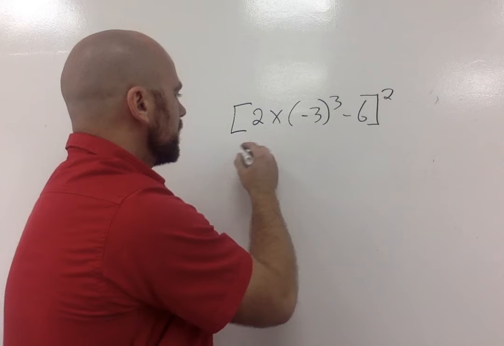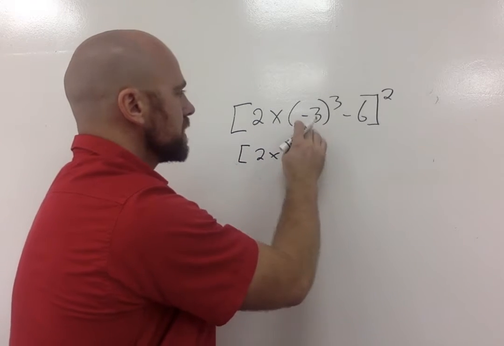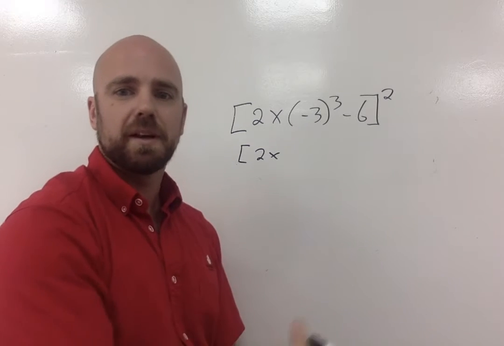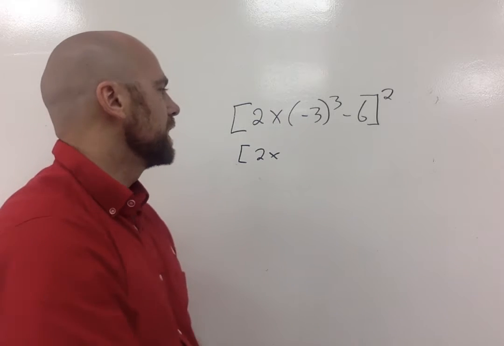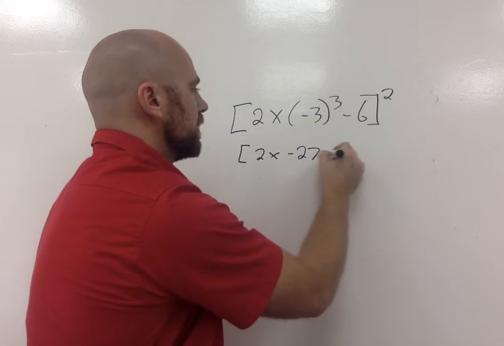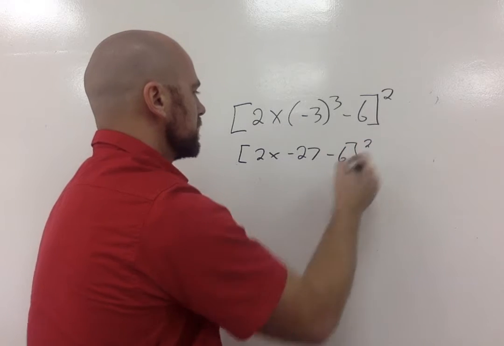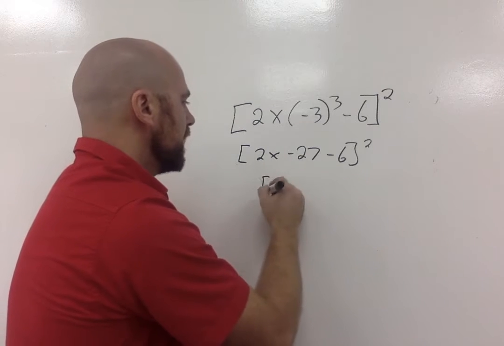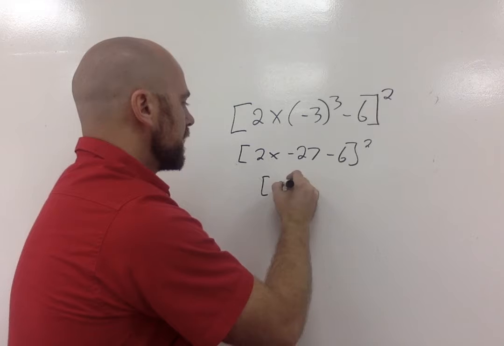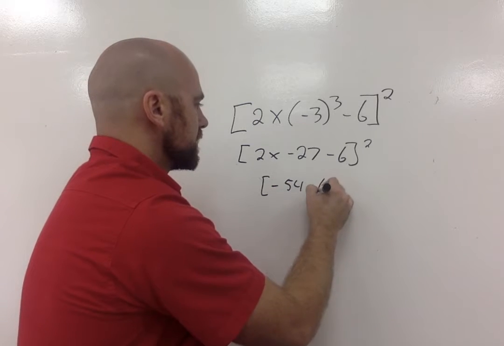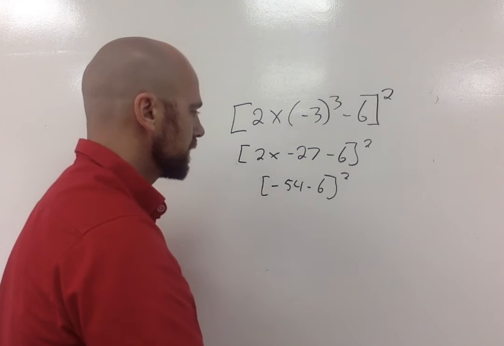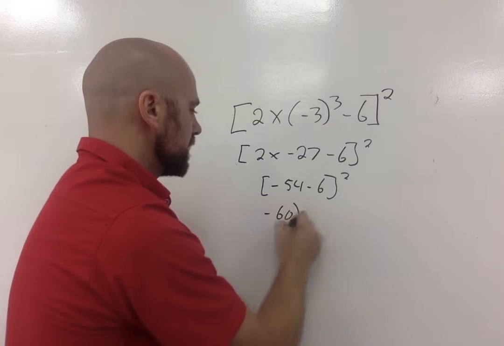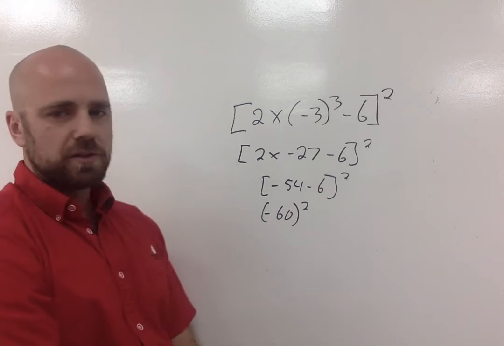If I rewrite my next line, I'm going to have 2 times. Here I've got negative 3 times negative 3, which is positive 9, times another negative 3, which is going to give me negative 27, minus 6, in the bracket, squared. Next I have to do this multiplication, so positive 2 times negative 27 gives me negative 54, minus 6, squared. Then I figure out this operation, and this gives me negative 60, and I'm going to do rounded brackets because it doesn't really matter now, squared.